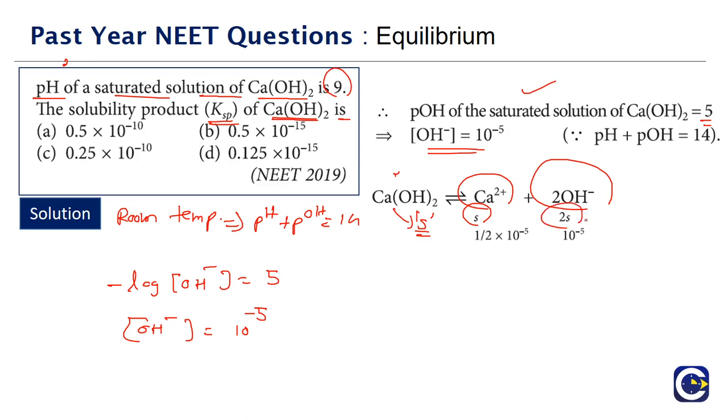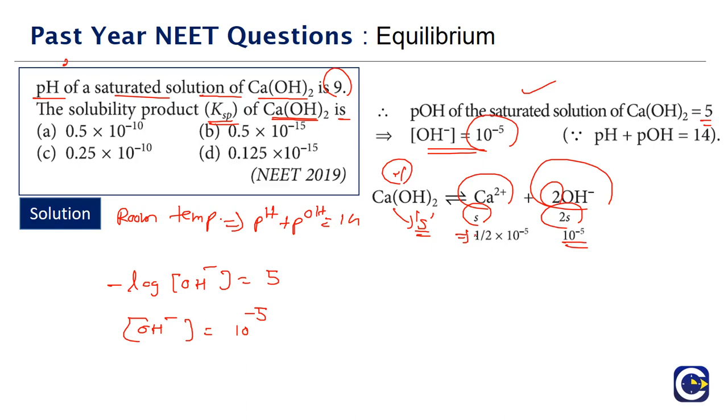2S. Why is it 2S? Because every one calcium hydroxide molecule is producing 2 OH minus ions. But what is the OH minus ion concentration here? It is 10 power minus 5, meaning the 2S value is equal to 10 power minus 5. So S value is obviously equal to what? Half of that. S value will be half into 10 power minus 5.